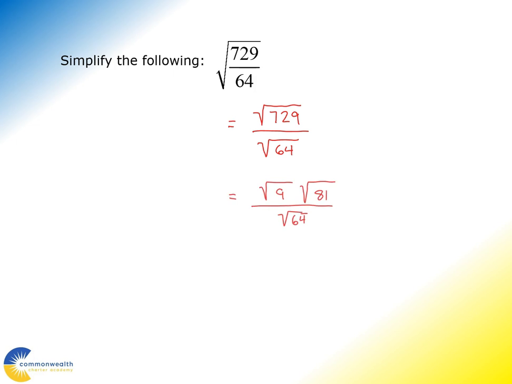So if I break it down further into the square root of 9 times the square root of 81, because 9 times 81 happens to be one of the factorizations of 729, it makes it a little easier, because the square root of 9 is 3, the square root of 81 is 9, and the square root of 64 is 8. And 3 times 9 on top is 27, so 27 over 8 would be a simplified form of this radical.